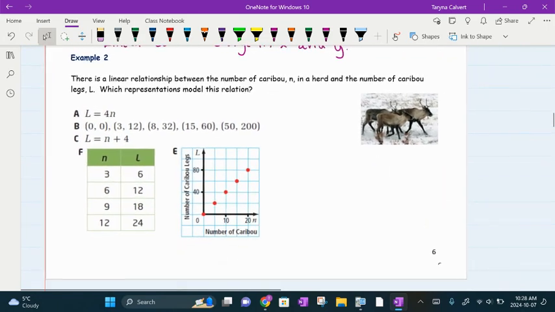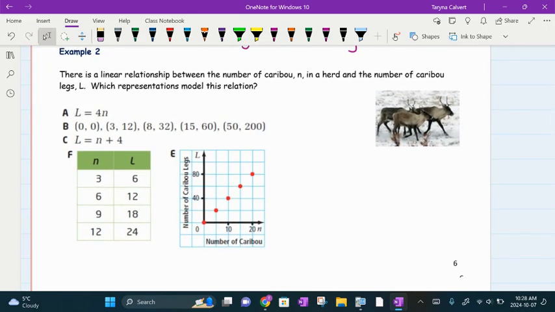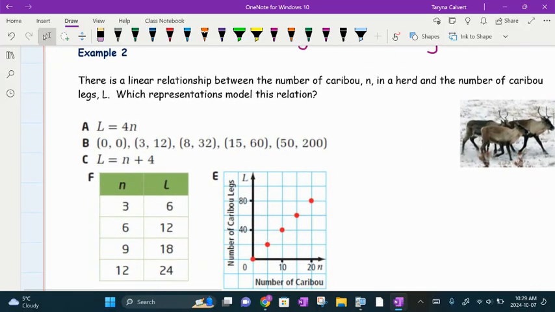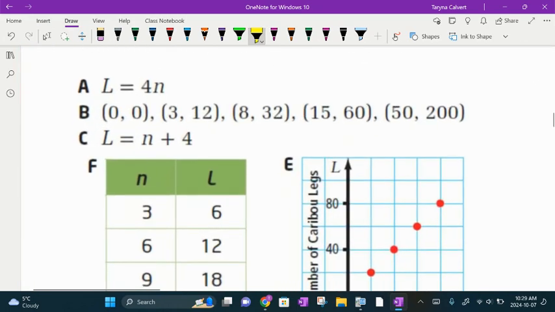So example 2 says there's a linear relationship between the number of caribou, n, so n is going to represent the number of caribou in a herd, and the number of caribou's legs, L. Which relations model this relation? So we have to assume all caribou are healthy, right? So if we know that, how many legs should each caribou have? Perfect, okay? So if each caribou has 4 legs, I'm going to highlight which ones actually represent the proper thing.